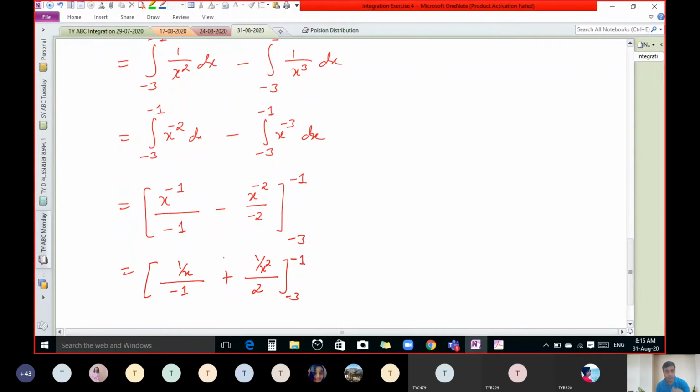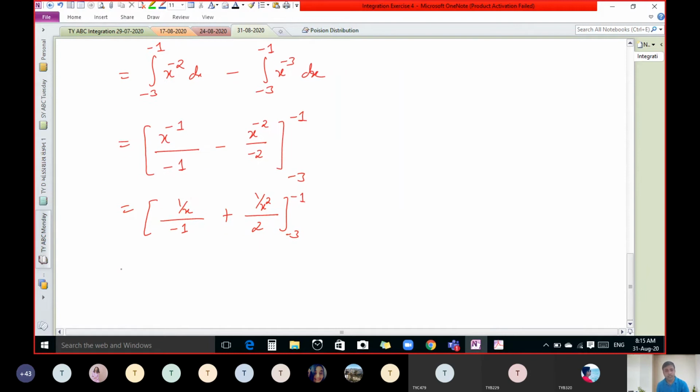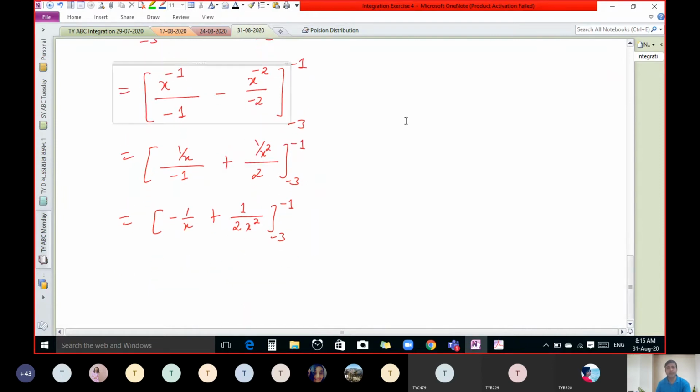And now one more step of simplification is also better. You can take x here in the denominator, so you will get 1 upon x, and because of the minus sign the sign will change, plus this you can write 1 upon 2 and this x square. Before we start the next step, if you have any doubt, just tell me. Let us discuss your doubt in this step first, if you have any. Up to this, any problem to anybody?